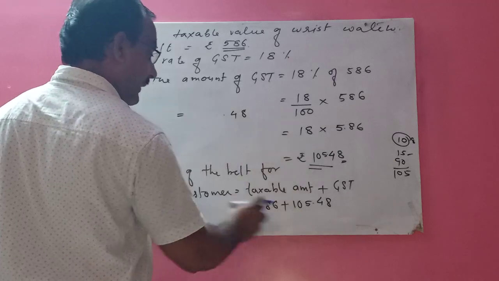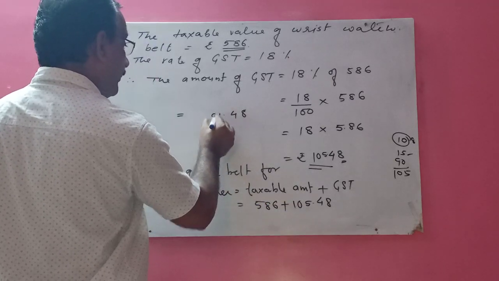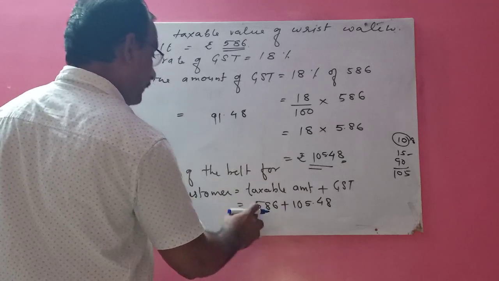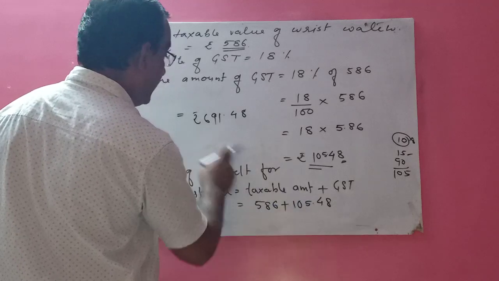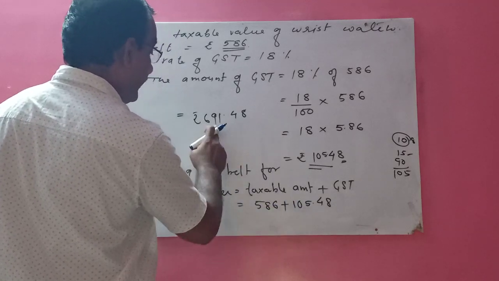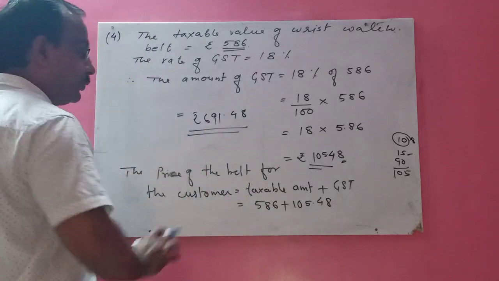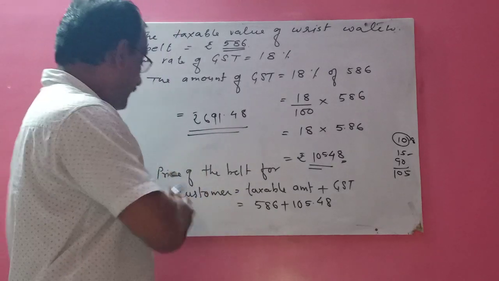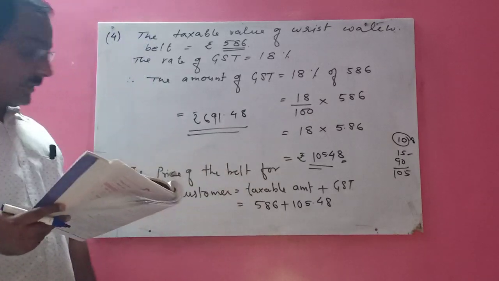0.48, then 5 and 6 is 11, 0 and 8 is 9, and 1 plus 6 is 691, 6 and 5 is 11, 809, 516. So this is the amount the customer has to pay to the shopkeeper, and it is the price of the belt for the customer. Okay.